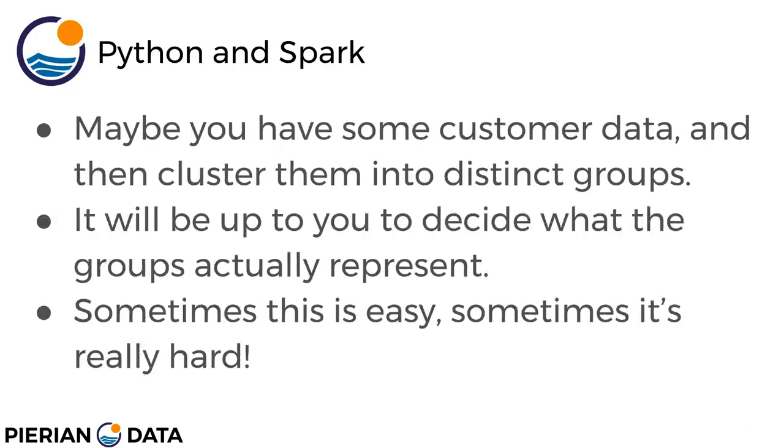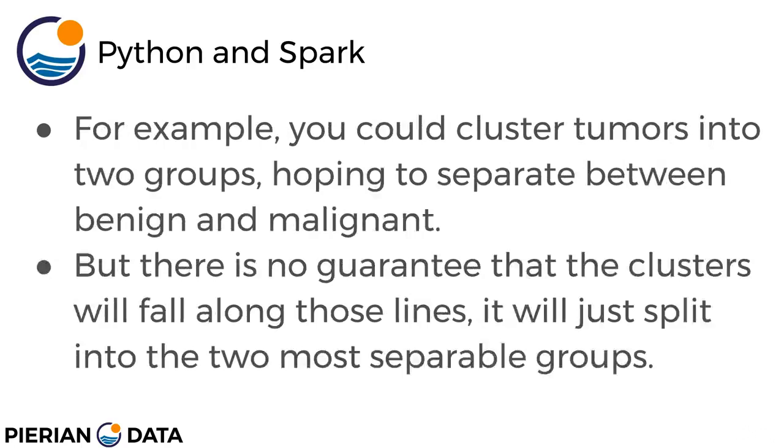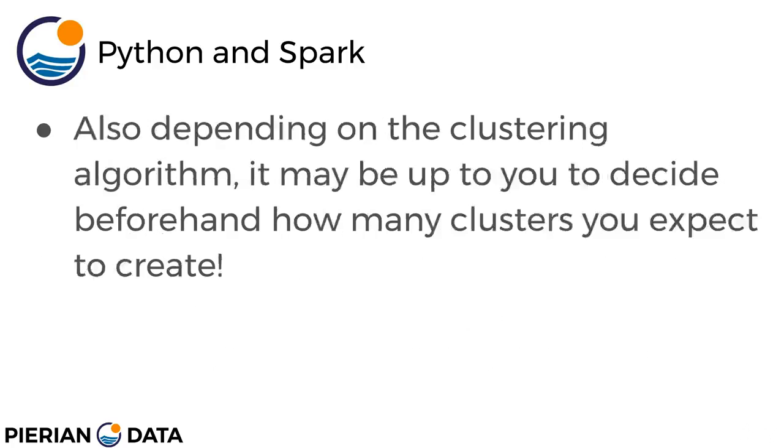So for example, maybe you have some customer data and then you cluster them into distinct groups. It's going to be up to you and your domain knowledge to decide what those groups actually represent. Sometimes this is really easy, and other times it's really hard. For example, you could cluster tumors into two groups, hoping to separate between benign tumors and malignant tumors. But there's no guarantee that the clusters will fall along those lines. It will just be split into the two most separable groups.